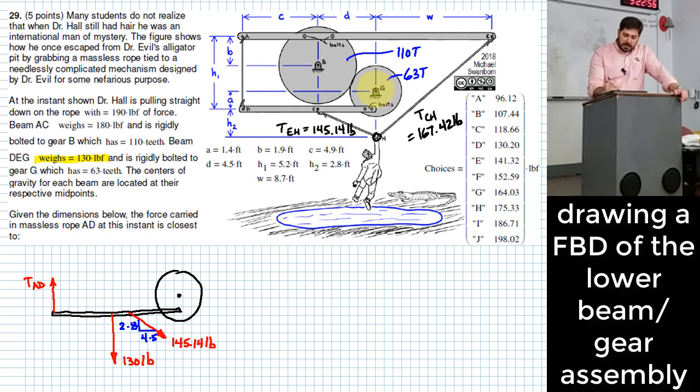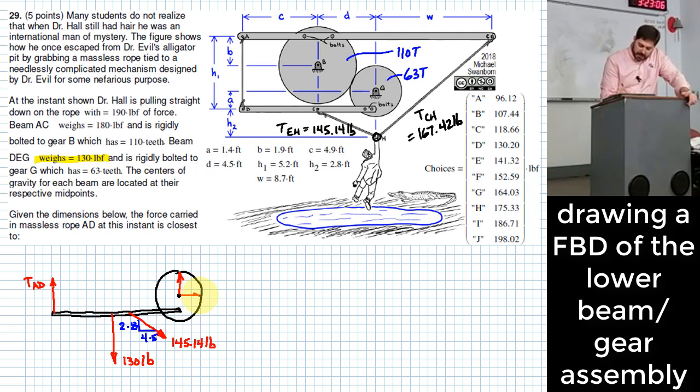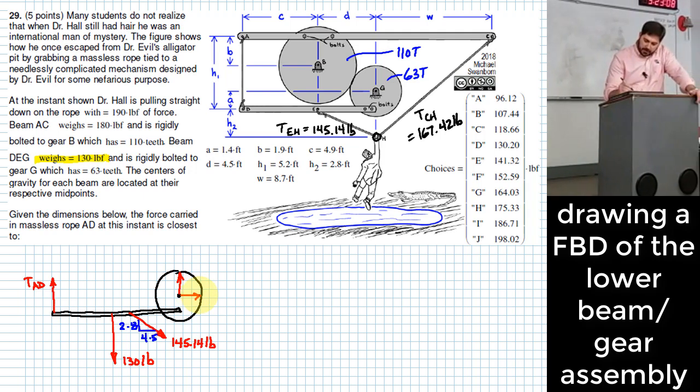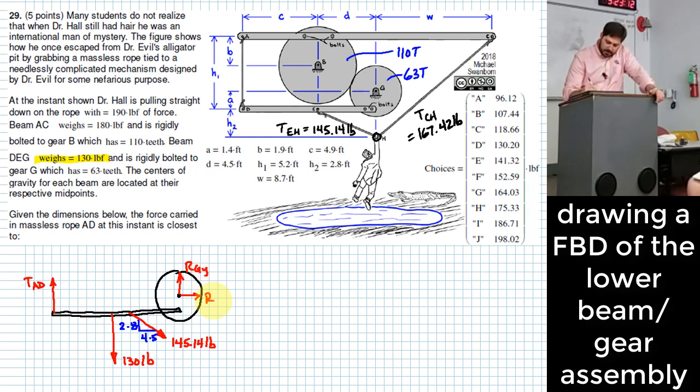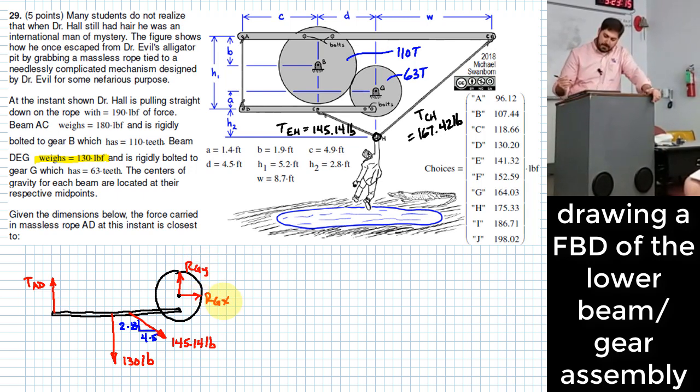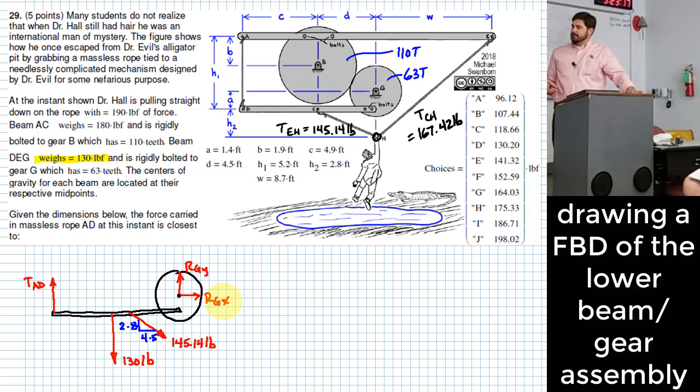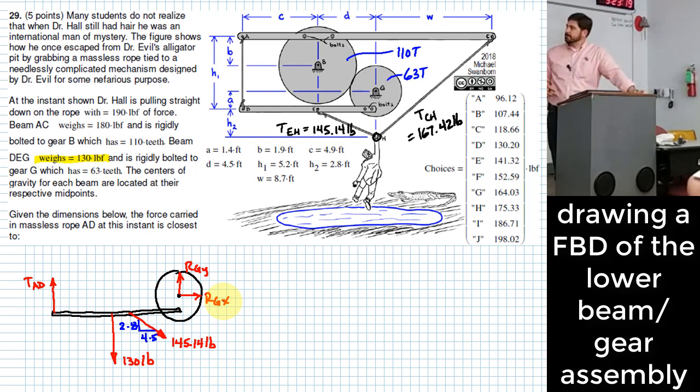What happens at a pin? So pin G. You've got reaction forces, right? So we have maybe a Y component of reaction and an X component of reaction. I'll call this RGY and this RGX. Okay? What else?